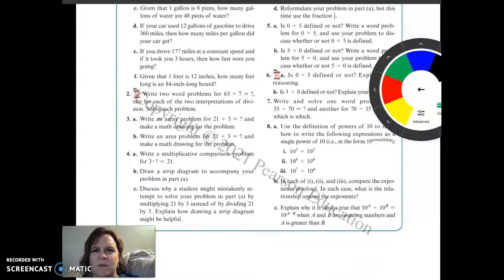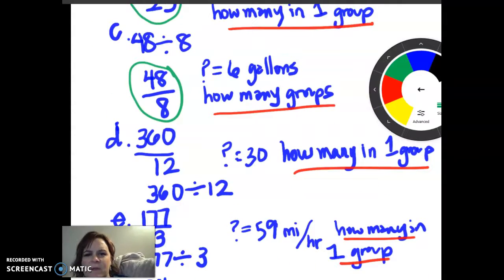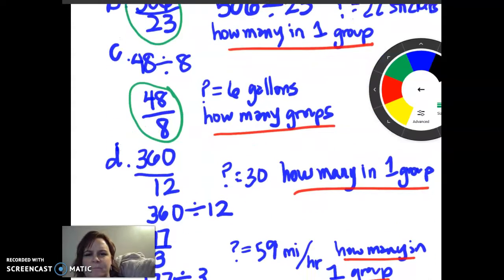All right, next one. If your car used 12 gallons of gasoline to drive 360 miles, then how many miles per gallon did your car get? So we're going to do 360 divided by 12, and that would be 30. And so this is a how many in one group type of problem.